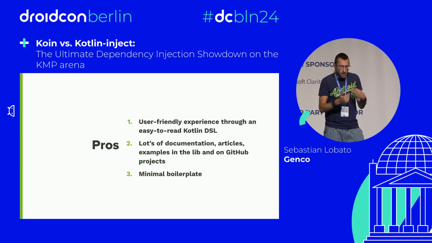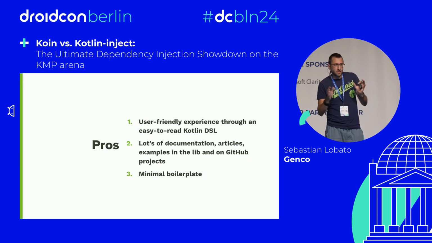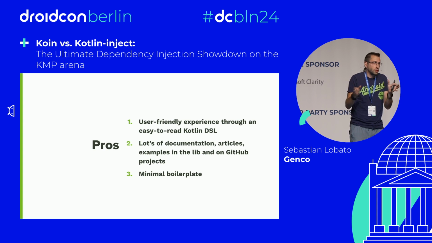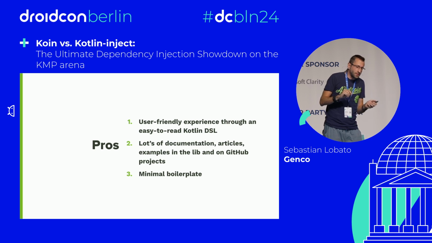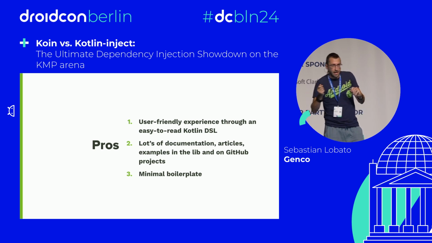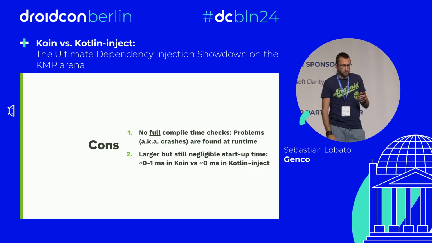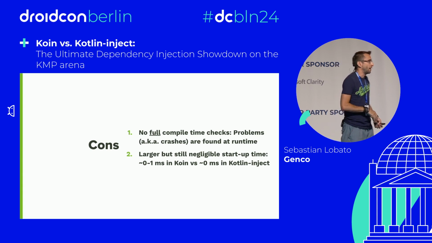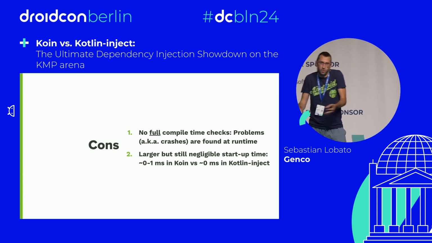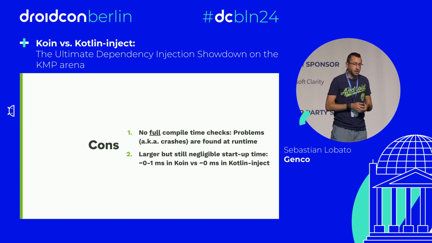So I was very happy with the simplicity of the setup in one project that I started using it in. But requesting a dependency is a little bit like magical. You just do inject or get, and then you just get whatever object you wanted. And sometimes it can be a little too magical and prone to errors when using parameters. So this is actually leading me to the cons. The biggest one is that you don't have full compile time checks, and that can lead to problems, and actually the problems are crashes at runtime. This is especially true when you are using dependencies with parameters.